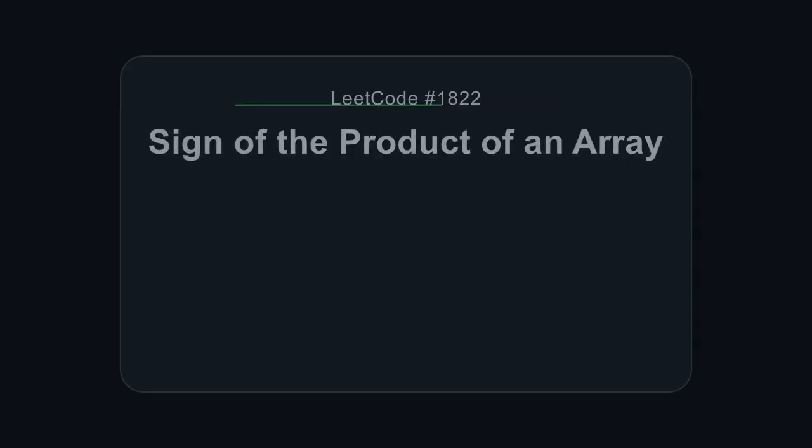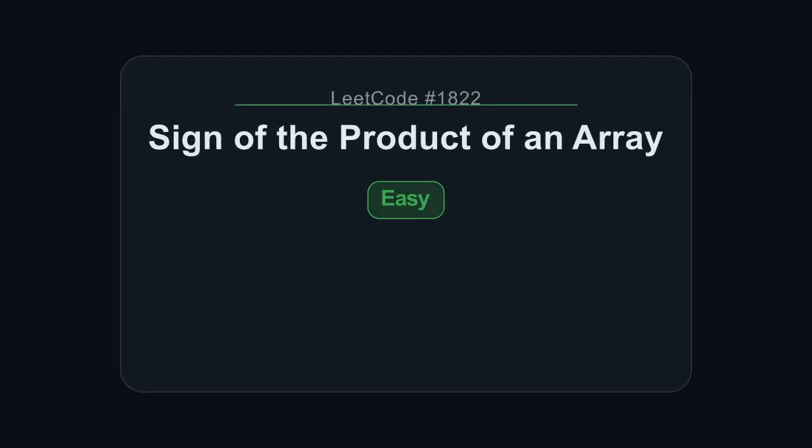Today, we're tackling a problem that seems simple on the surface, finding the sign of a product of numbers in an array. The catch? The numbers can be large, and the product could easily overflow standard integer types. How do we determine its sign efficiently?